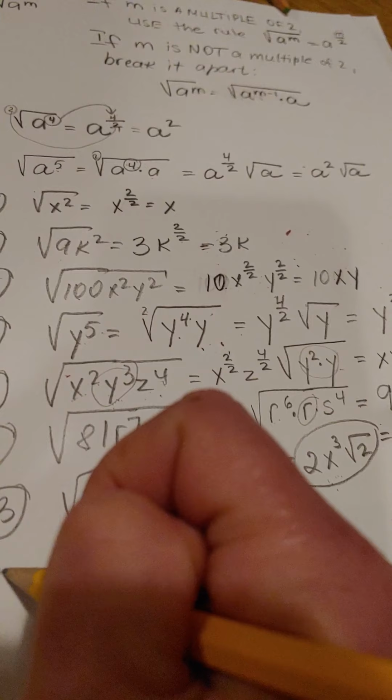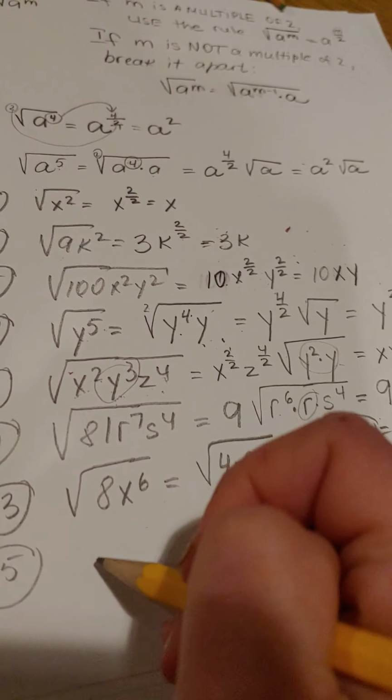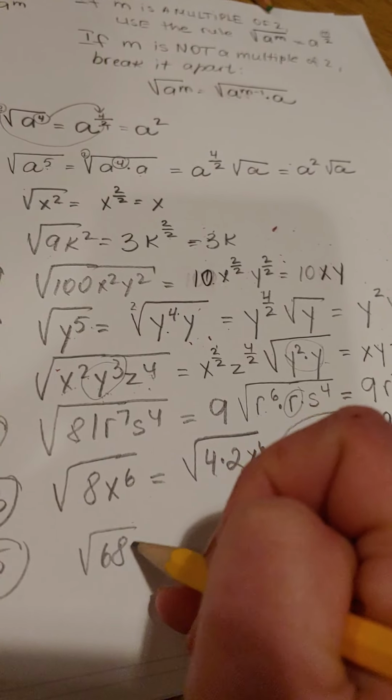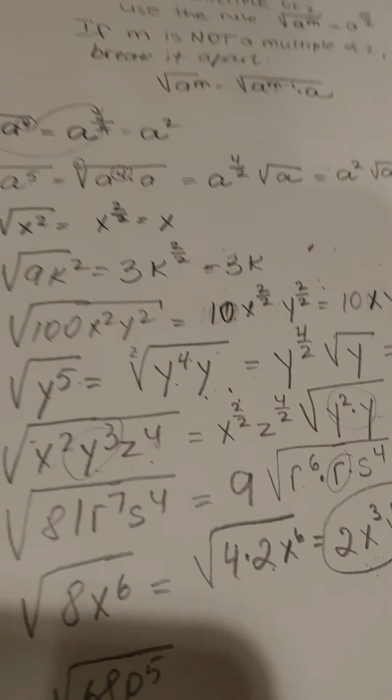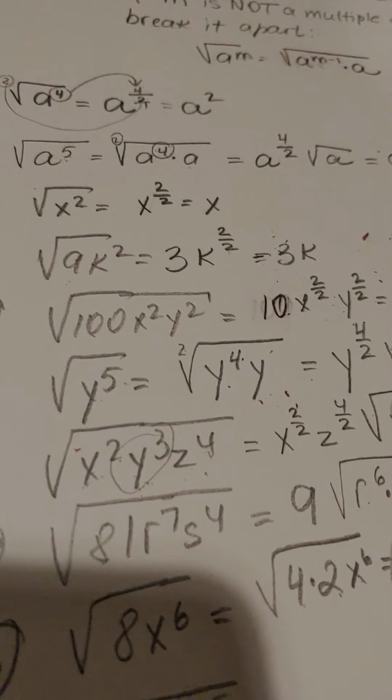Number 15. Square root of 68p to the 5th power. So let's figure out what we're going to do here.